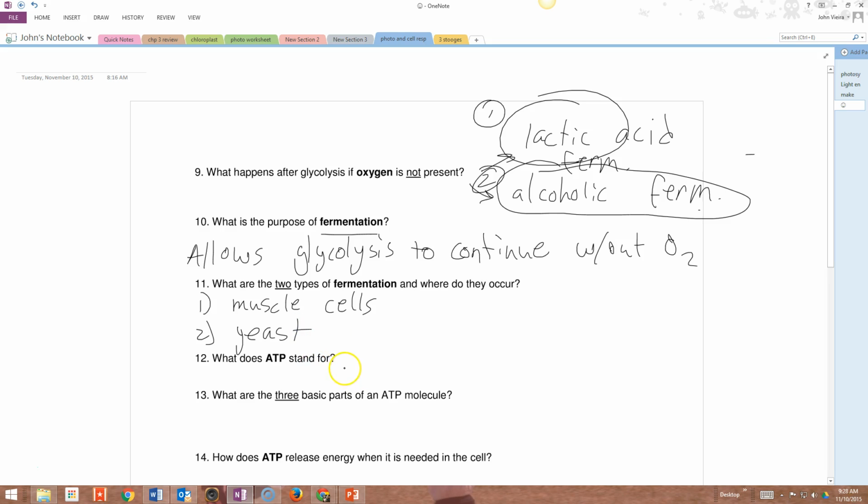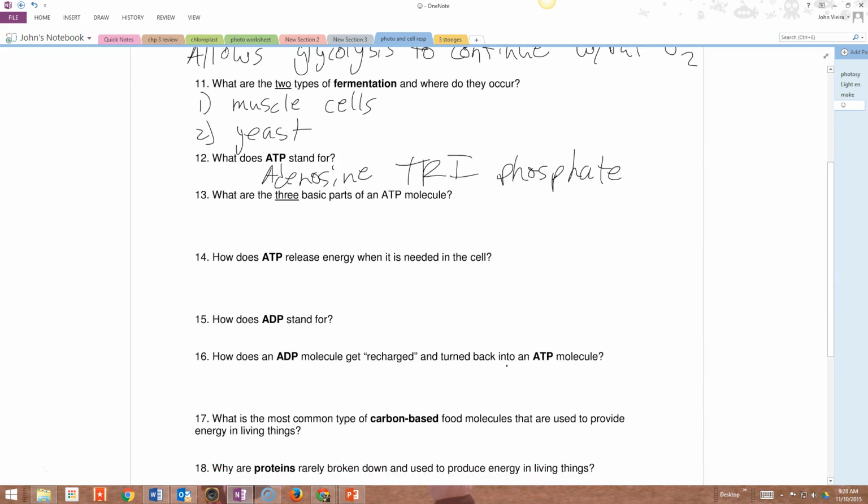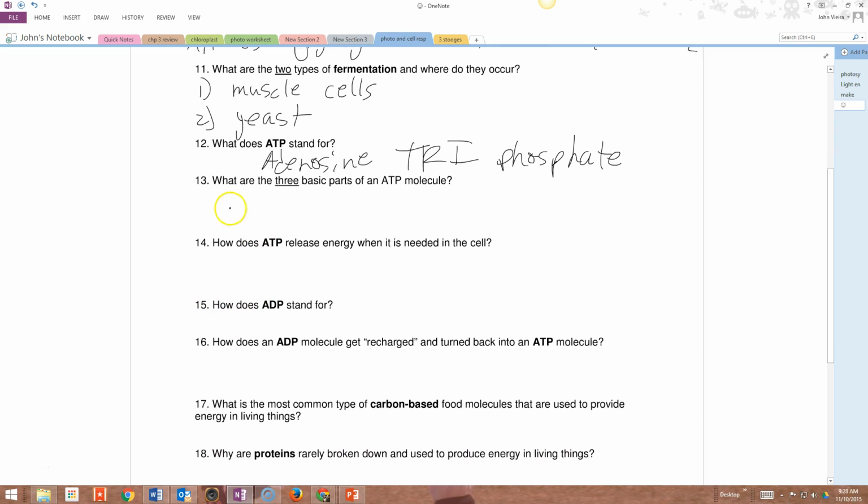Yeast. For the purposes of this class, yeast. But it occurs with other types of organisms as well. ATP stands for adenosine triphosphate. What are the three basic parts of ATP? Adenine, a sugar, and then 1, 2, 3 phosphates.